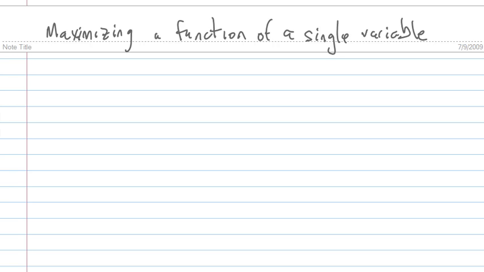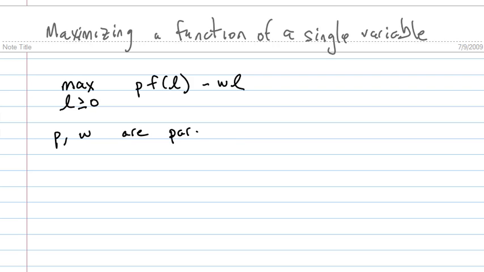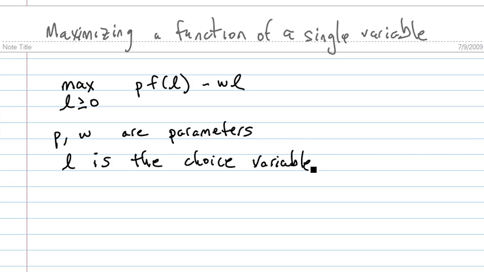So let us begin with a canonical profit maximization problem, which I will write this way: maximize over the labor input, which we will call L, it has to be non-negative, P F of L minus W L. And here P and W are parameters, meaning they are determined outside the system. L is the choice variable. That's what the decision maker will determine.